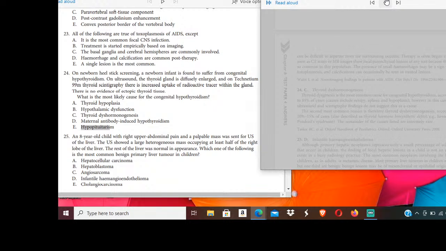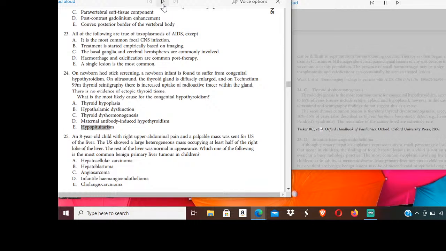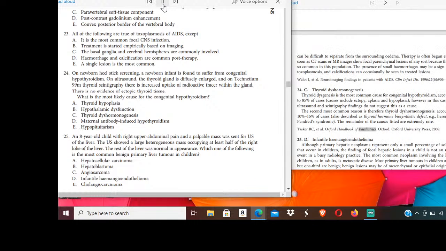24. C. Thyroid dyshormonogenesis. Thyroid dysgenesis is the most common cause for congenital hypothyroidism, accounting for up to 85% of cases. Causes include ectopy, aplasia, and hypoplasia. However, in this case, the ultrasound and scintigraphy findings do not suggest this as a cause. The second most common reason is therefore thyroid dyshormonogenesis, accounting for 10%-15% of cases, also described as thyroid hormone biosynthetic defect, e.g., hereditary Pendred syndrome. The remainder of the causes listed are extremely rare. Tasker R.C., et al. Oxford Handbook of Pediatrics.